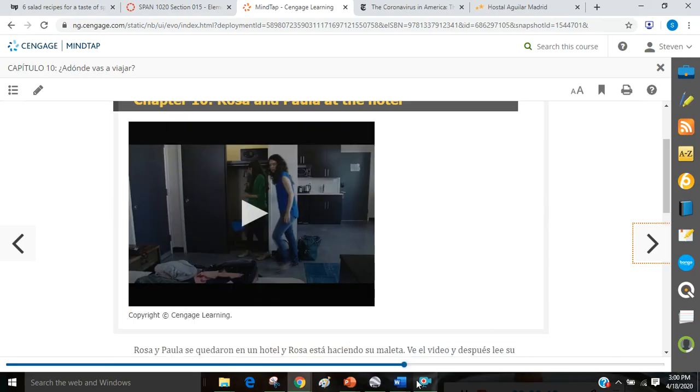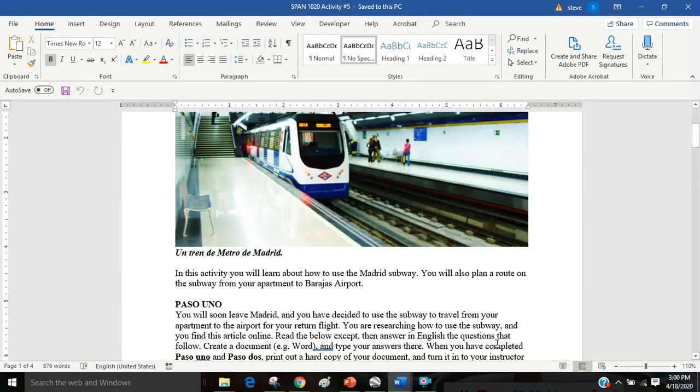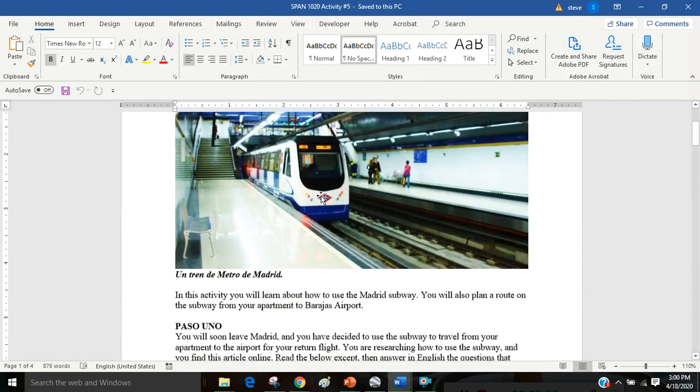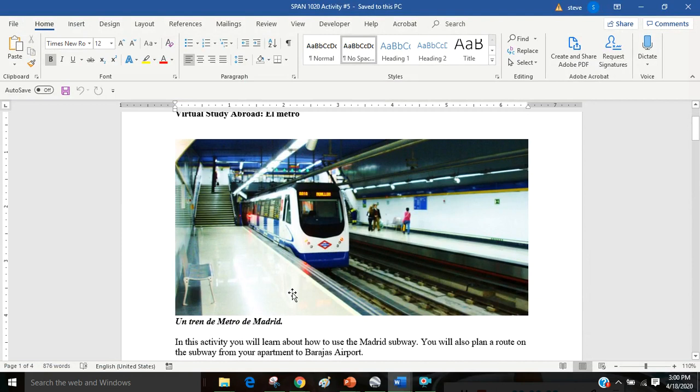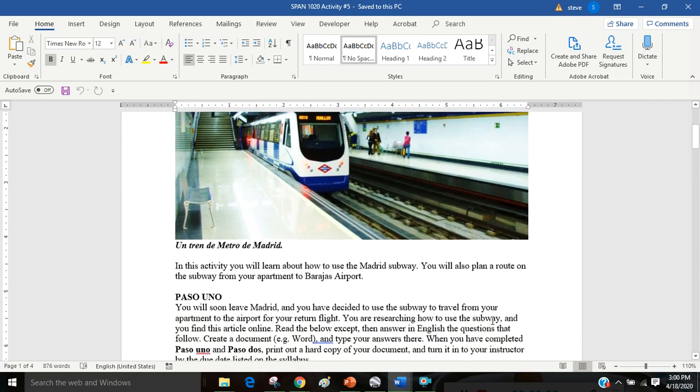Now, this is for my class, so if your instructor is doing something else for activities, you can disregard this. Just fast forward past it if you like. Okay, this is our last activity, virtual study abroad, el metro. Este es un tren de metro de Madrid, en España. In this activity, you learn how to use the Madrid subway, and you also plan a route on the subway from your apartment to Barajas Airport.